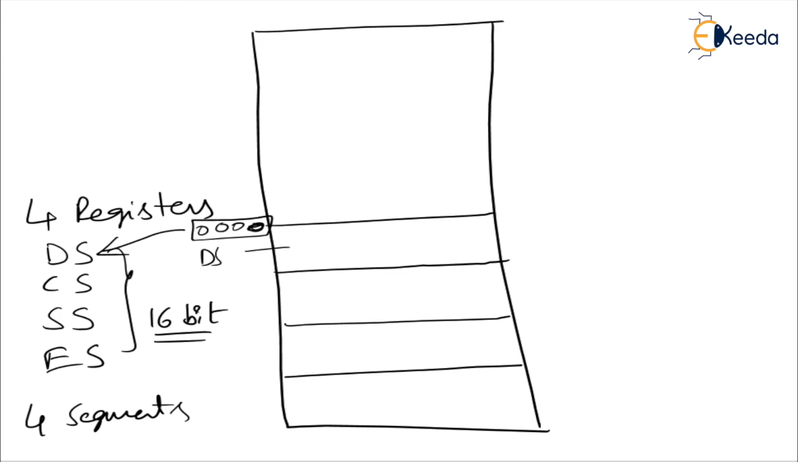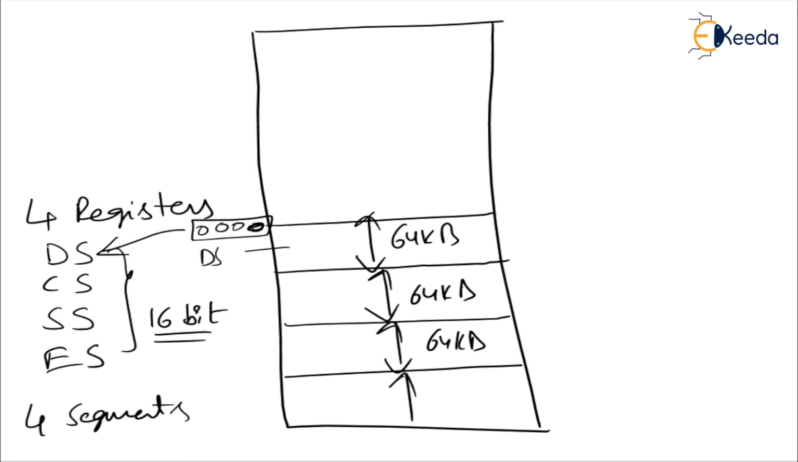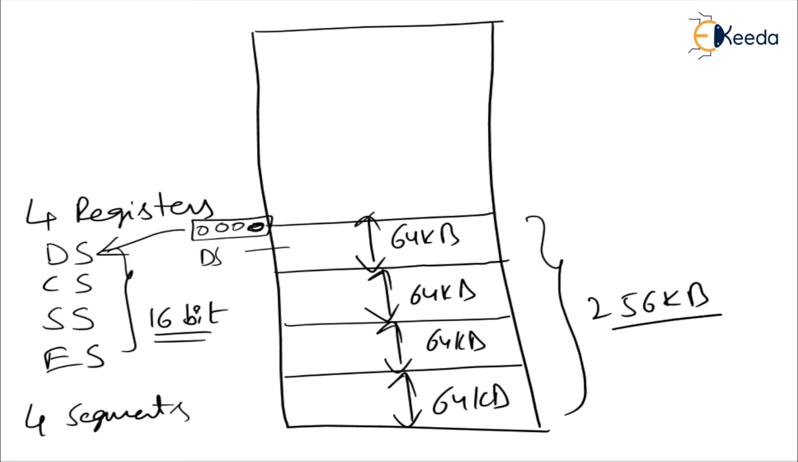So the segment address will be specified in the segment registers. Remember, the starting address of each segment is held by the segment registers. Each segment size is 64 kilobytes. Remember, this is very, very important. So how much memory are we using in total? Totally we are using 256 kilobytes.